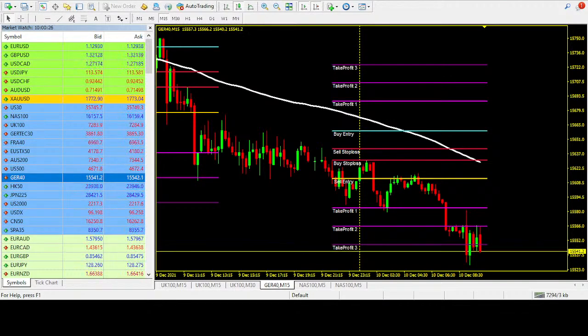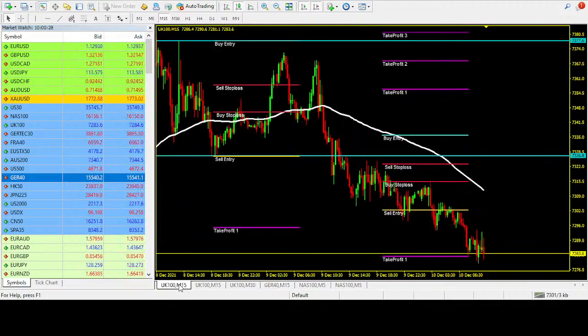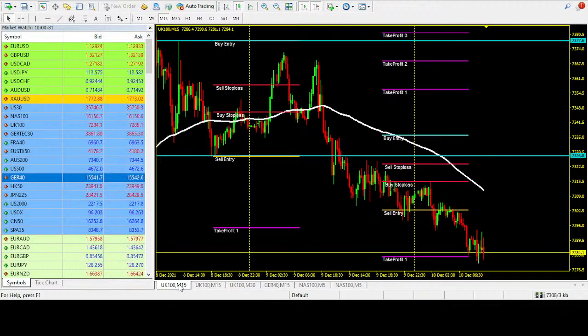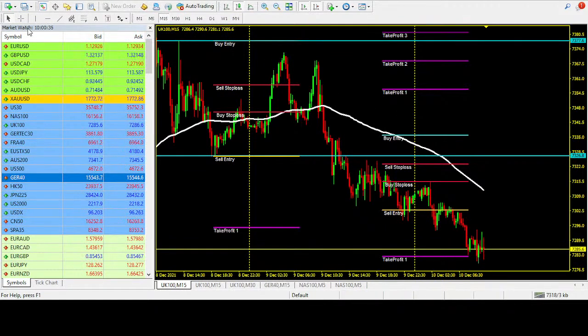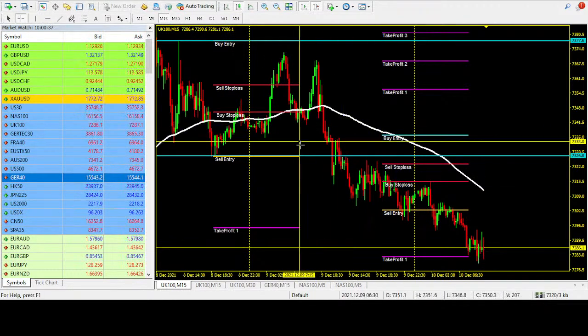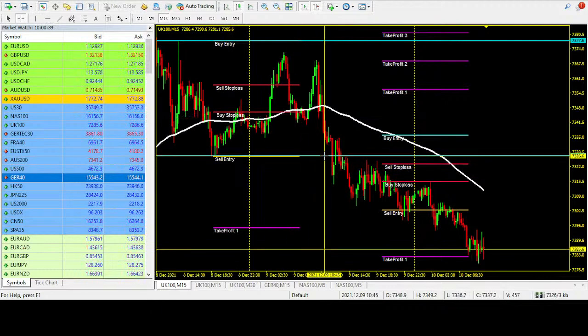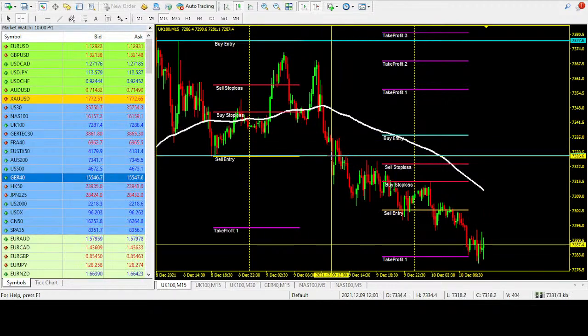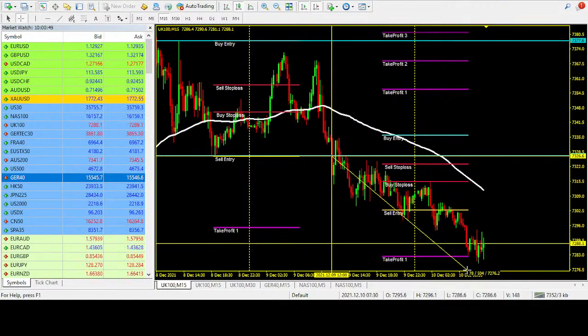Let's start with UK 100, guys. And if I press Control Y, we can see right here in the middle. Yesterday we had a sell entry right there. We had a sell stop that triggered. Right, it went down and hit take profit 1. Looks like it's going for another take profit.